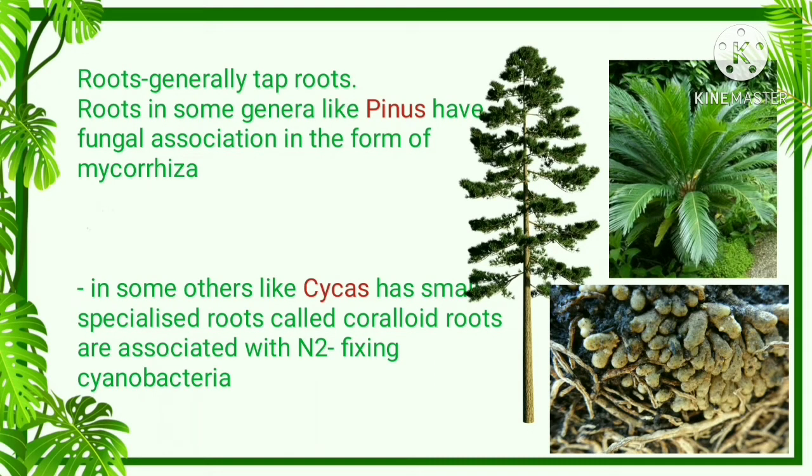Roots in some genera like Pinus have what association? Mycorrhizal association. What do you mean by mycorrhiza? Mycorrhiza is the association of fungus with the roots of higher plants. So this is the Pinus plant. In some other species like Cycas, this is the Cycas plant, the roots are called coralloid roots because they resemble corals, and these coralloid roots are associated with nitrogen fixing cyanobacteria.